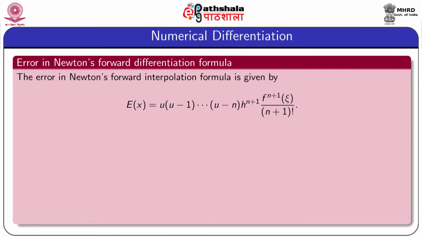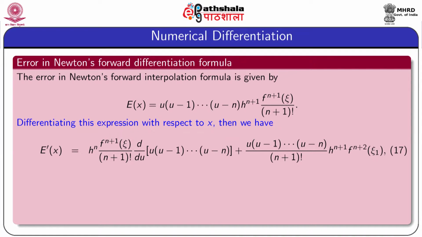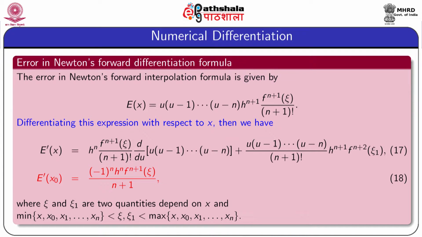The error term in Newton forward interpolation formula is given by this expression, E(x) equal to this expression. Now we differentiate this expression with respect to x, and we get the error in differentiation of Newton forward interpolation formula. After differentiation, E prime x is given by equation 17, and E prime at x0 equal to minus 1 to the power n, h to the power n, and the n plus 1 derivative of f at xi by n plus 1. That means equation 17 gives the error at any arbitrary point x and equation 18 gives the error at the point x equal to x0, where xi and xi2 lie between the maximum and minimum value of the arguments x0, x1 up to xn and the point x. So these are the expressions for the error that occurs in the Newton differentiation formula.